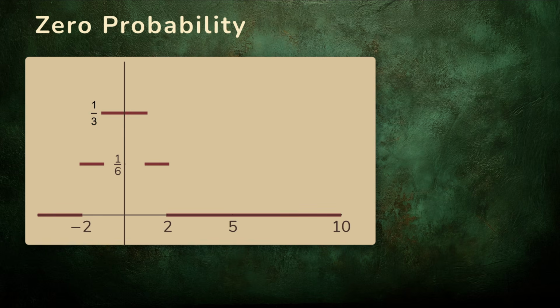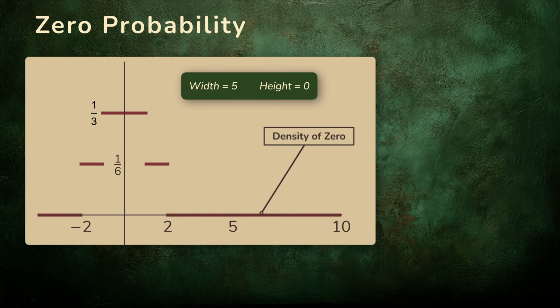What is the probability of picking a number between 5 and 10? Here, the density assigned to these numbers is 0, so the region under the curve is a rectangle with a width of 5 and a height of 0.